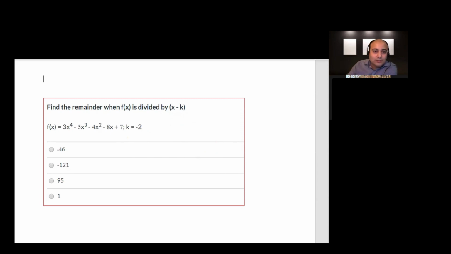But let's try. So basically, I'm going to take -2 and substitute it for x. So 3 times x to the 4th minus 5 times x cubed minus 4 times x squared minus 8x plus 7. X is -2. So what's going on here? -2 to the 4th, that is 16. Okay, many of you got 95. I'll try to believe that 95.